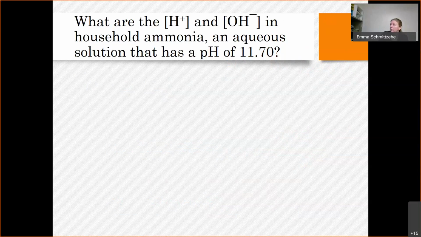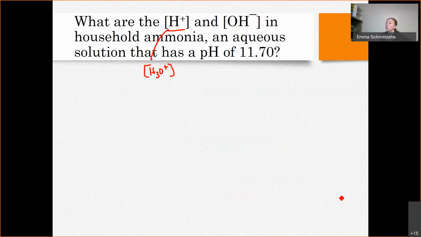There we go. What are the H plus concentration and hydroxide ion concentration in household ammonia? I tell you it's an aqueous solution that has a pH of 11.70. So when I say household ammonia, that's what I mean, an aqueous solution with a pH of 11.70. And so it has NH3 in it, and that's the resulting pH. And again, this H plus is kind of our lazier way of writing H3O plus. So sometimes we'll just simply write H plus, same thing, okay?